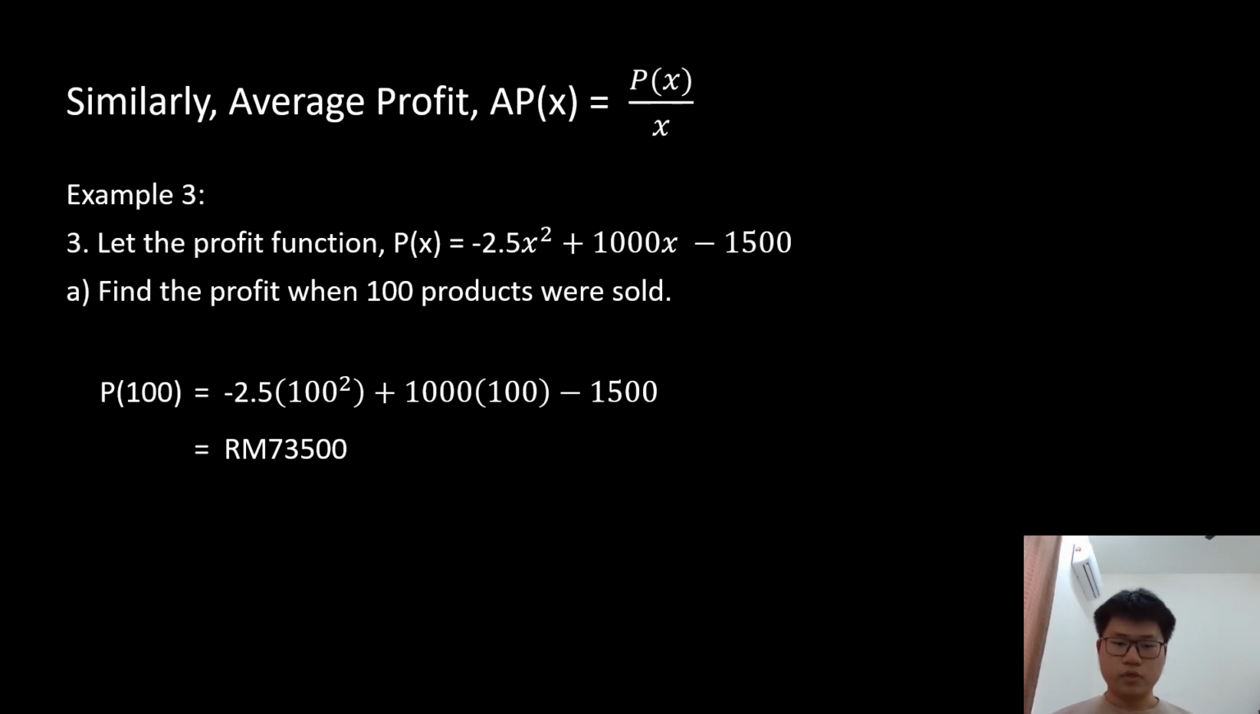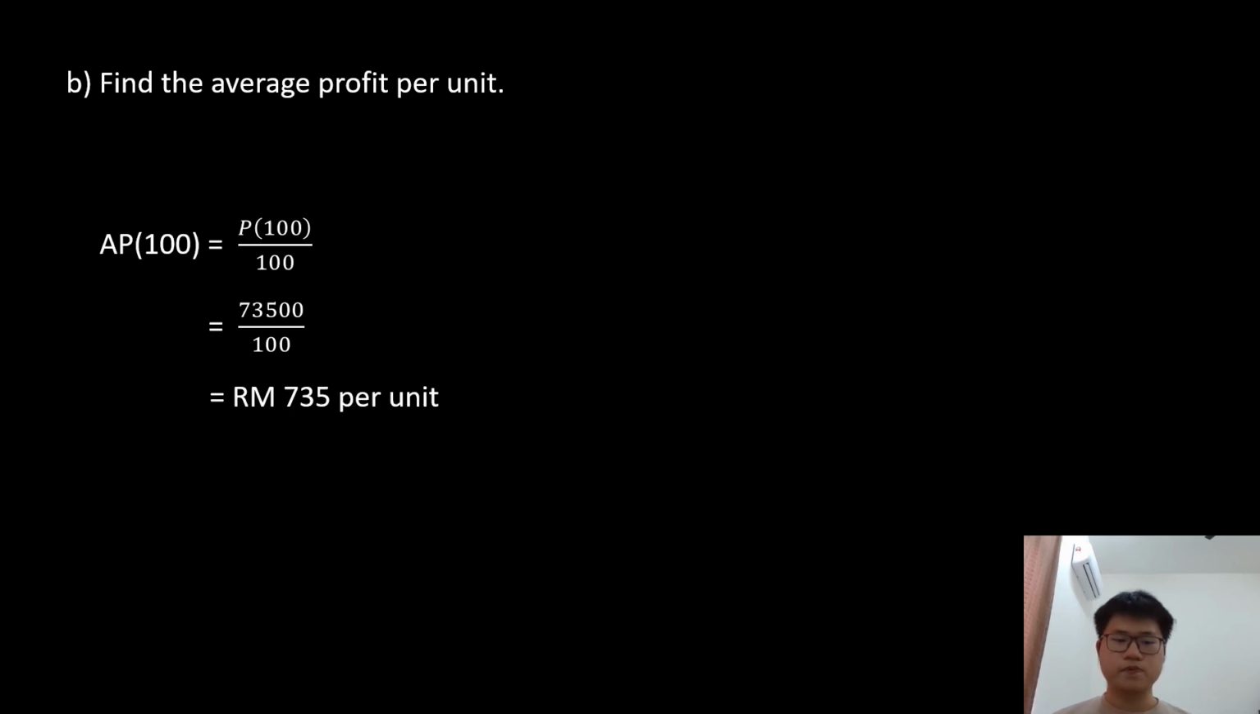And in the same way, for the average profits, we just divide the profit function by x, which is the number of items sold. In this example, the profit function will be negative 2.5x squared plus 1000x minus 1500. Find the profits when 100 products were sold. So when the profit function is given, you just substitute 100, which is the number of products sold, into the function and get the answer.